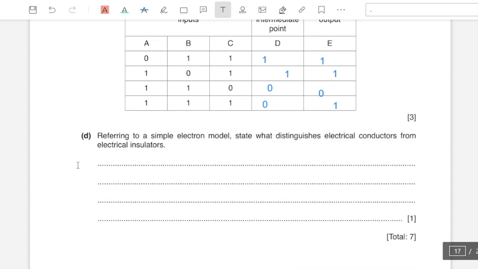D. Referring to a simple electron model, state what distinguishes electrical conductors from electrical insulators. Alright, so conductors have mobile electrons.